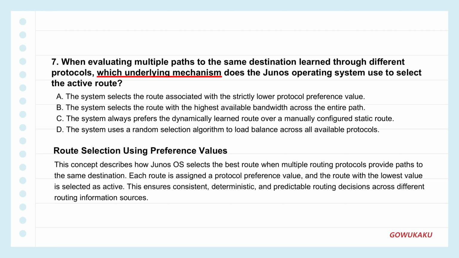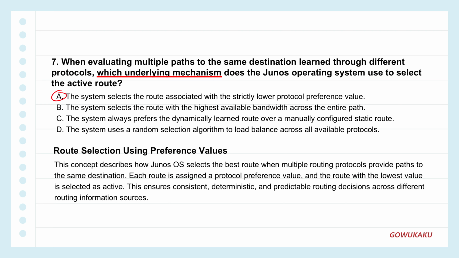It comes down to comparing apples and oranges, basically. When evaluating paths from entirely different routing protocols, say an OSPF dynamic route versus a static route, a human-typed in one, bandwidth actually isn't the deciding factor. Trust is. Trust. Yeah, and that makes A the correct answer. Junos assigns a default preference value to different protocols. A strictly lower number means it is more highly trusted. The router essentially asks, which map maker do I trust the most? So it's about the source of the information.